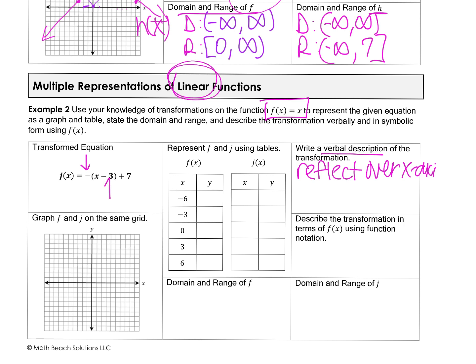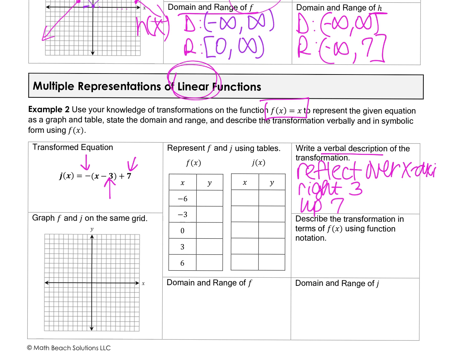And then inside the parentheses is just like inside the bars. So it's going to be the opposite. We're going to go right 3. And then the outside, we're adjusting our y, we're going up 7.